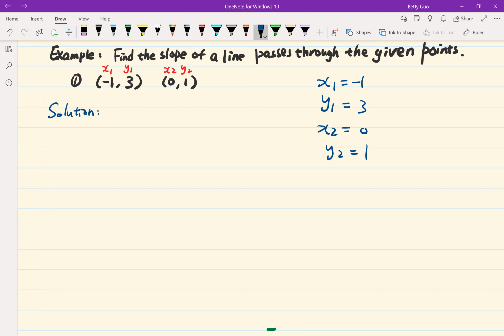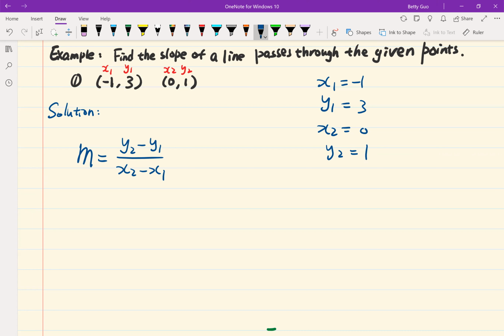Which point is x sub 1, y sub 1? It doesn't matter. What I'm trying to say is, if we label this point as x sub 1, y sub 1, and this as x sub 2, y sub 2, it is okay. I'm just following the order. The first point I label x1, y1. Second point x2, y2. That's the first step. Second step, you copy the formula, the formula I just wrote on the board. m equals y sub 2 minus y sub 1 all over x sub 2 minus x sub 1.